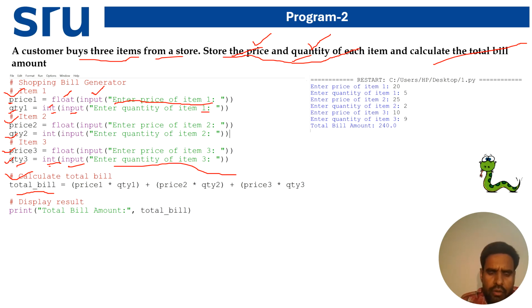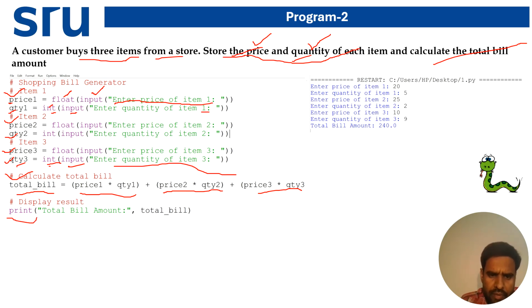Now I am going to calculate the mathematical operation. How can you calculate the total? First item price1 into quantity1, that is the price of item number 1 and how much quantity was taken, plus price2 into its quantity, plus price3 into quantity3. After that I'm going to display the result. Already told, for displaying the result we use the print function.